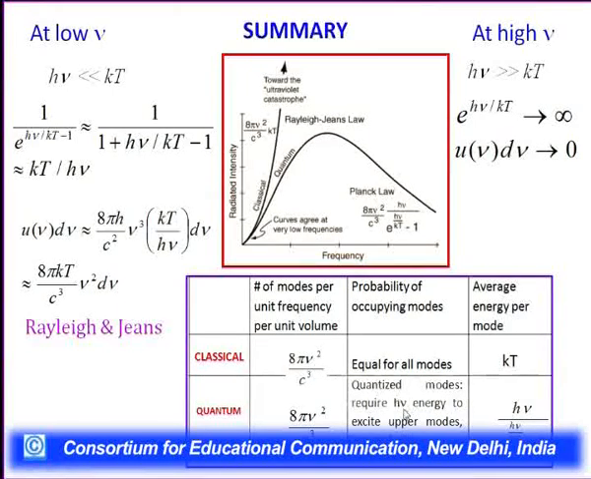Every quanta or every packet of energy contains h nu, and the energy to excite upper modes is less probable. And then here the average energy per mode is defined by kT in the classical case, but here it is defined by h nu divided by e power h nu divided by kT minus 1.